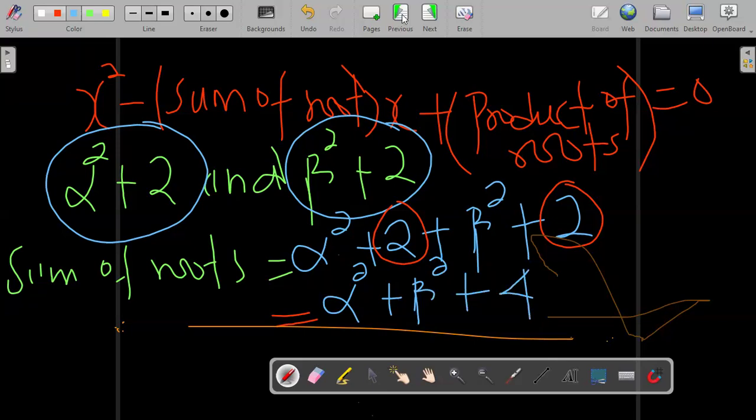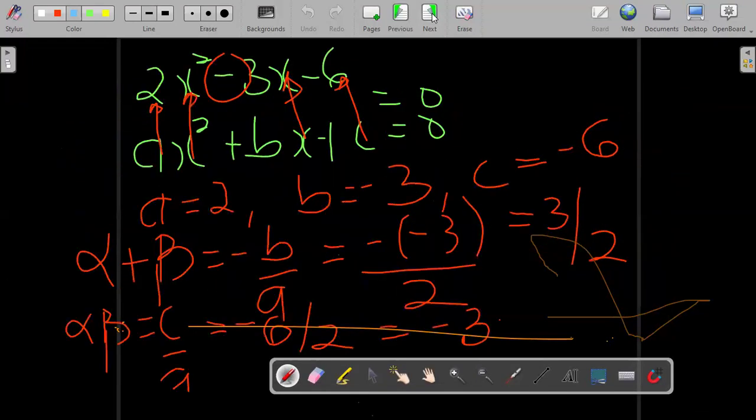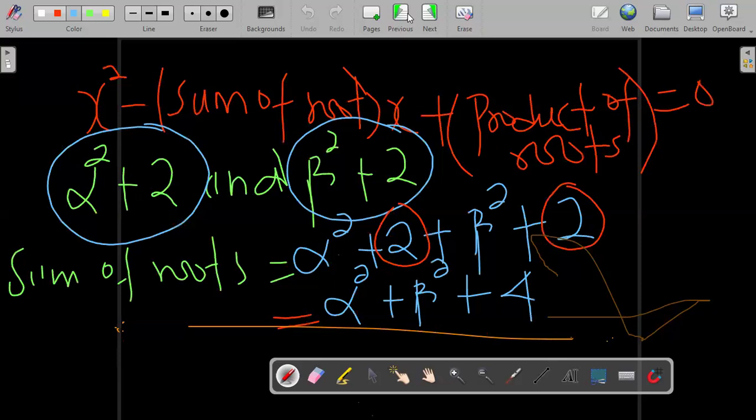But if you go back, we have values for alpha plus beta and alpha beta. We don't have a value for alpha squared plus beta squared. So the next question you should ask yourself is, how will you express alpha squared plus beta squared in terms of alpha plus beta and alpha beta? That should be my target. So let's see how we can express that.